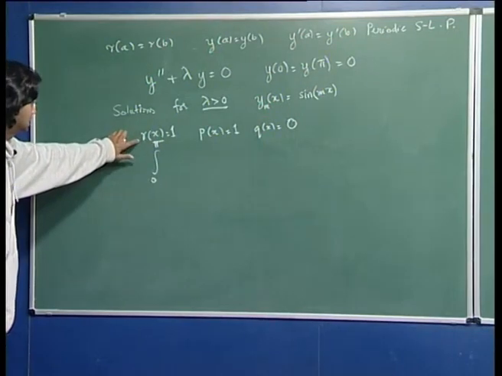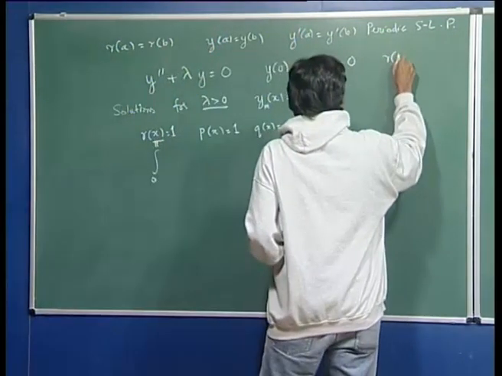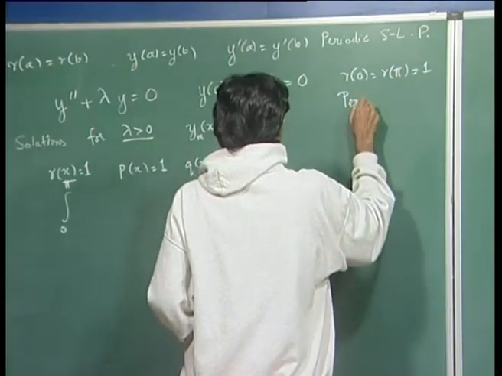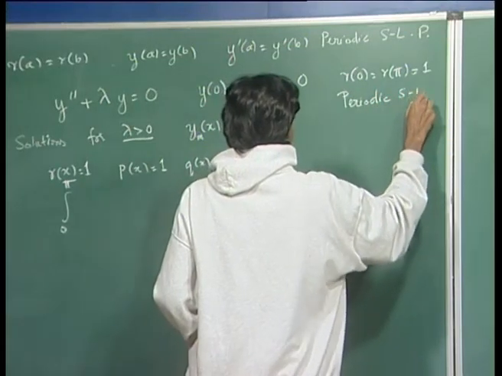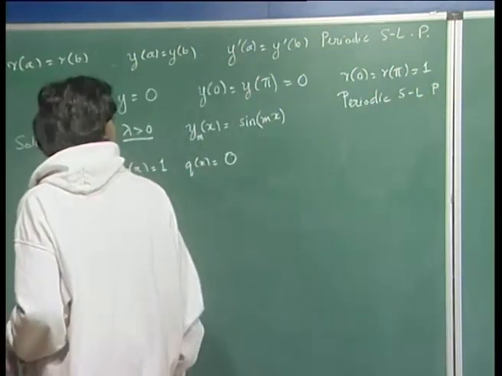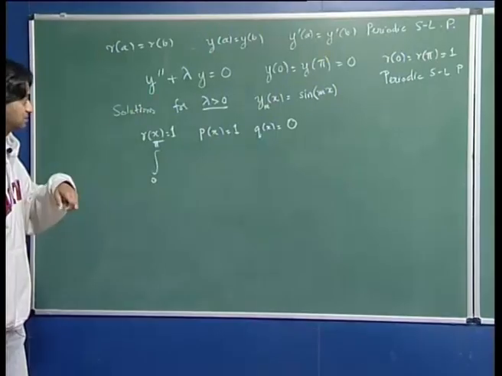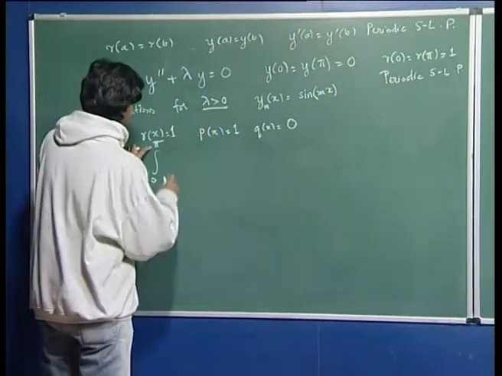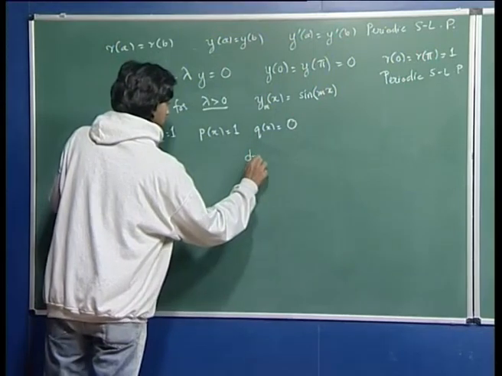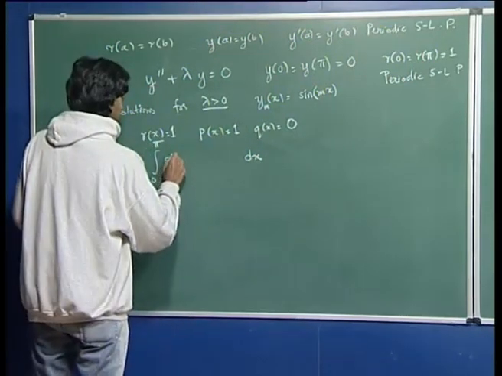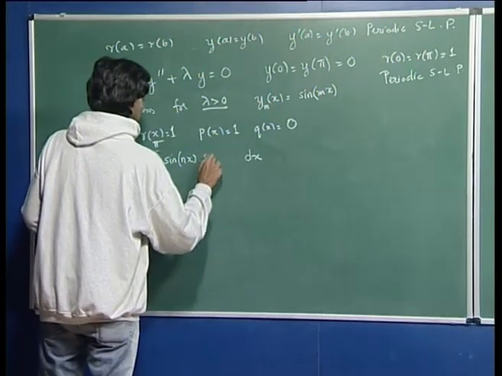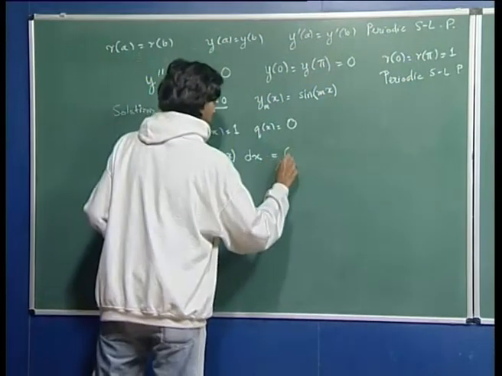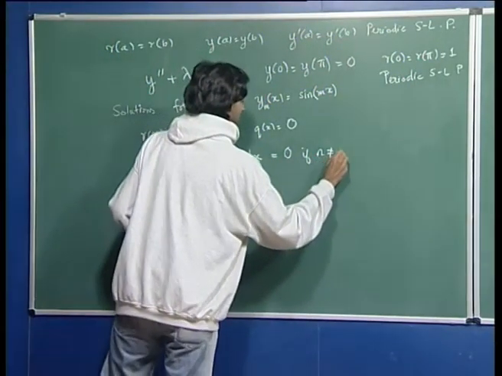So, notice that r of 0 equals r of pi equals 1. So, this can be thought of as a periodic Sturm-Liouville problem. Okay. Then the integral from 0 to pi dx of the solutions sin nx sin mx, where p of x is 1, should be equal to 0 if n is not equal to m.